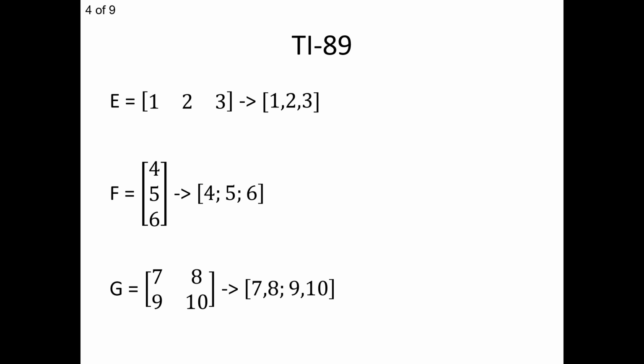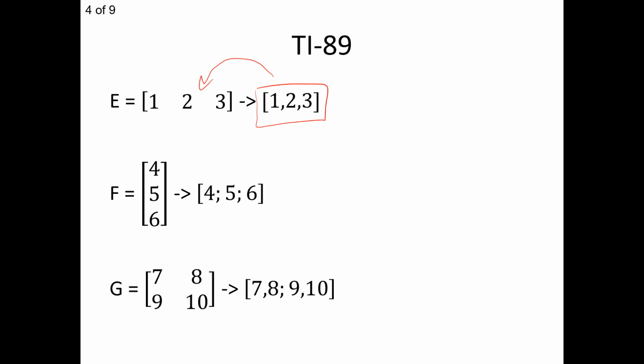Let's say we are given a matrix E, and that matrix E is a 1 by 3, so 1, 2, and 3 are the 3 elements in there. How we would store that into the calculator is we would use the square brackets, and then we would have 1 followed by a comma, 2 followed by a comma, and 3, and then close it out with the closed square bracket. And that we could store into the calculator. So this is what it's going to look like. That's what you're going to type into the TI-89. If you hit enter with that, it will show this on the display screen.